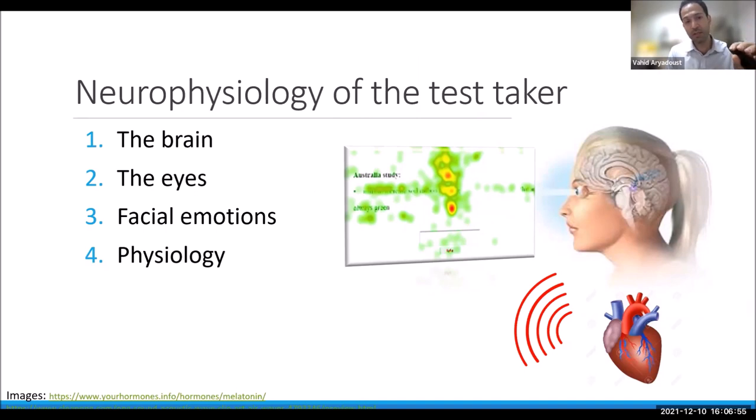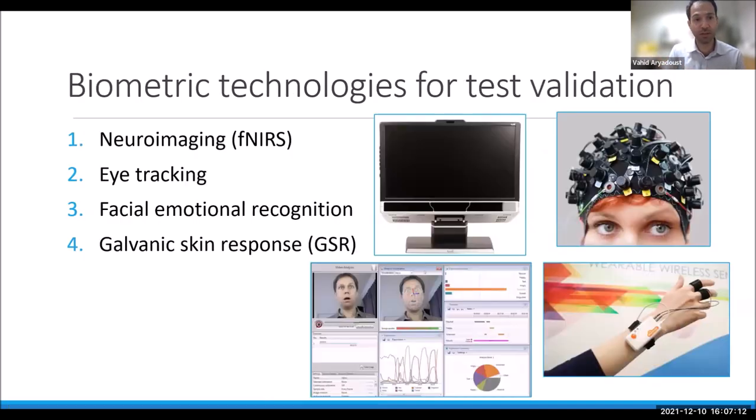Since the brain is perhaps less researched in the field of language assessment, I will pause there and explain a little bit about how the brain functions and how we can measure the brain and claim that the measurements can be used as representations of the thought processes of test takers.